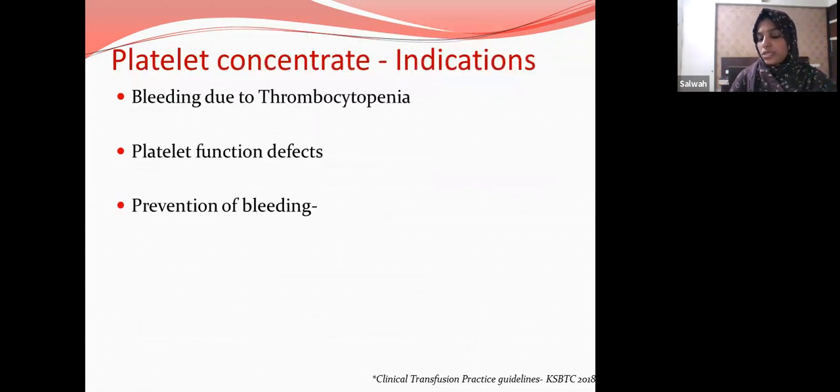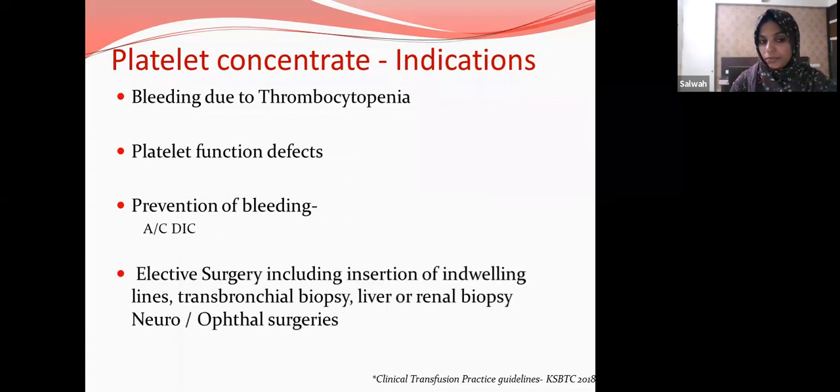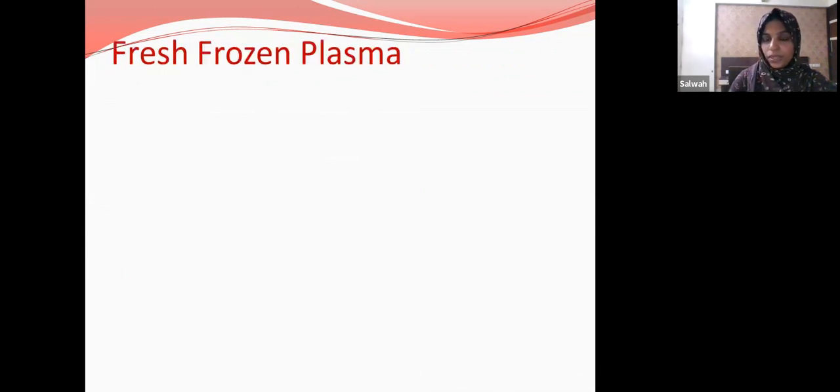Now the platelet concentrate indications are bleeding due to thrombocytopenia or platelet functional defects, or to prevent the bleeding. Acute DIC. Then in case of elective surgery, including insertion of indwelling lines, transbronchial biopsy, liver or renal biopsy, neuro or ophthalmic surgeries. Now coming to fresh frozen plasma.